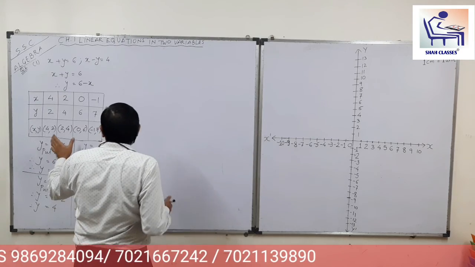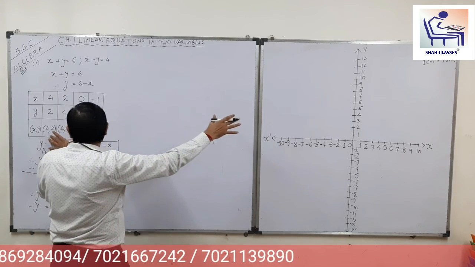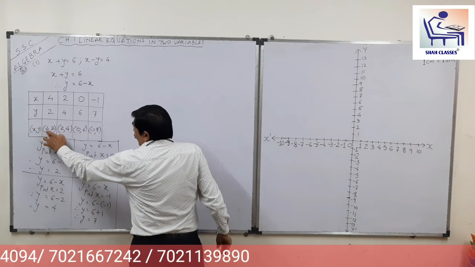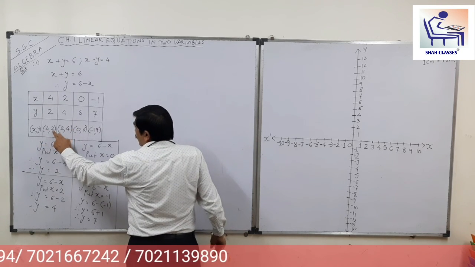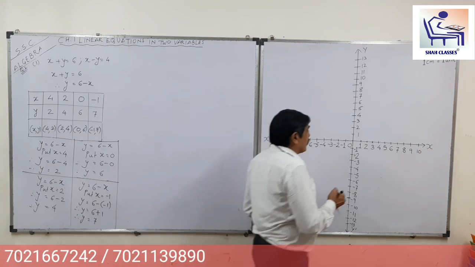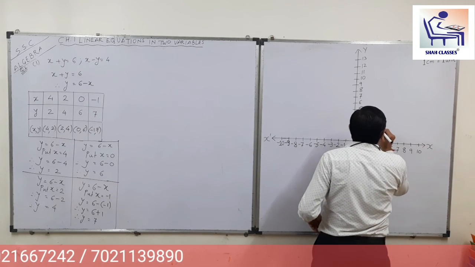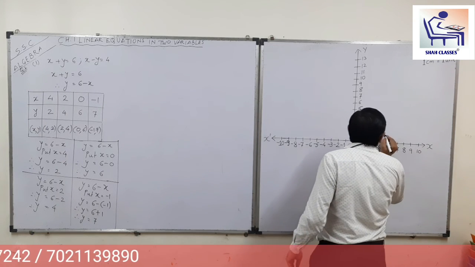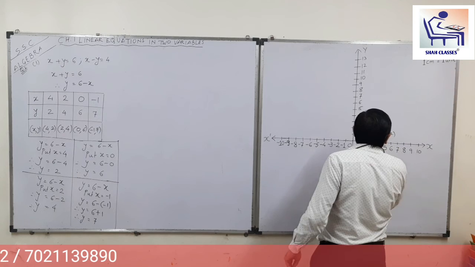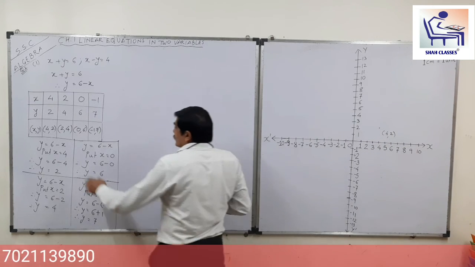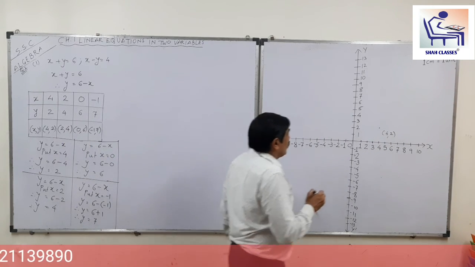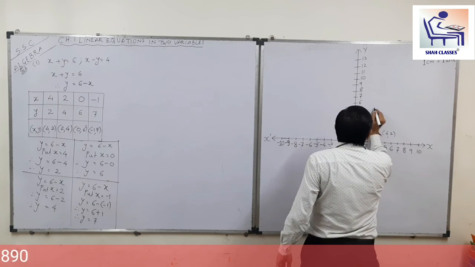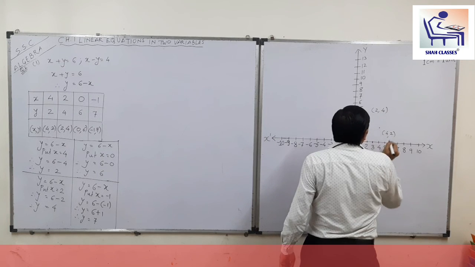Now we will plot all these points on this graph paper. So the first point is, on the x-axis you have to take 4 and on the y-axis you have to take 2. So here we will take 4 and 2. This is your first point. Now the second point is 2, 4. So 2 and 4. We got here 2, 4.